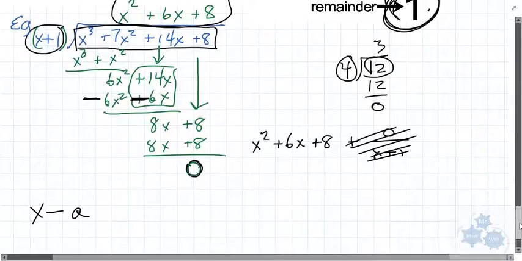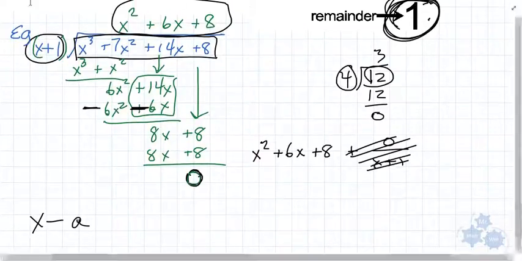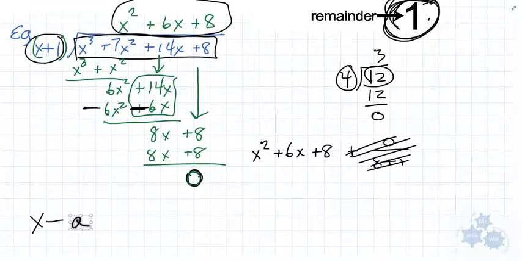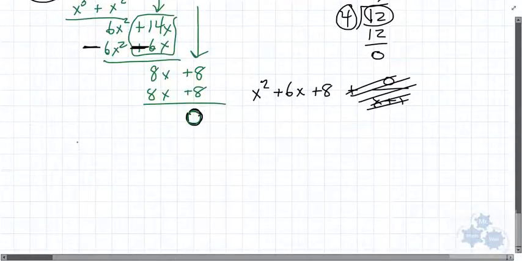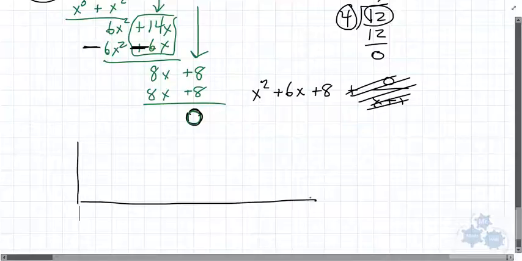So what does that say? That says x cubed plus 7x squared plus 14x plus 8. What you do with synthetic division, the first thing you do is you put an elongated L like that. Not a box, just put a long L like that.